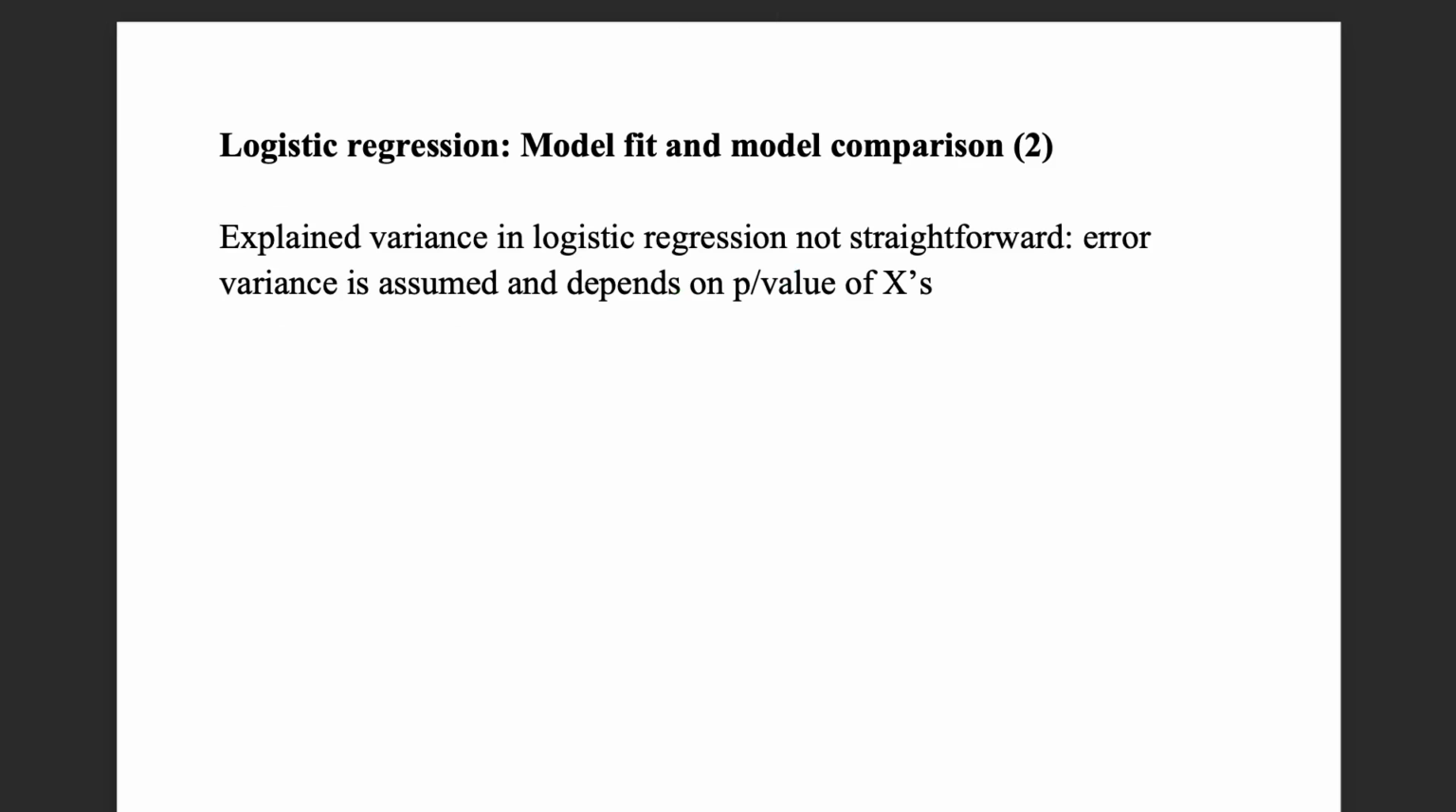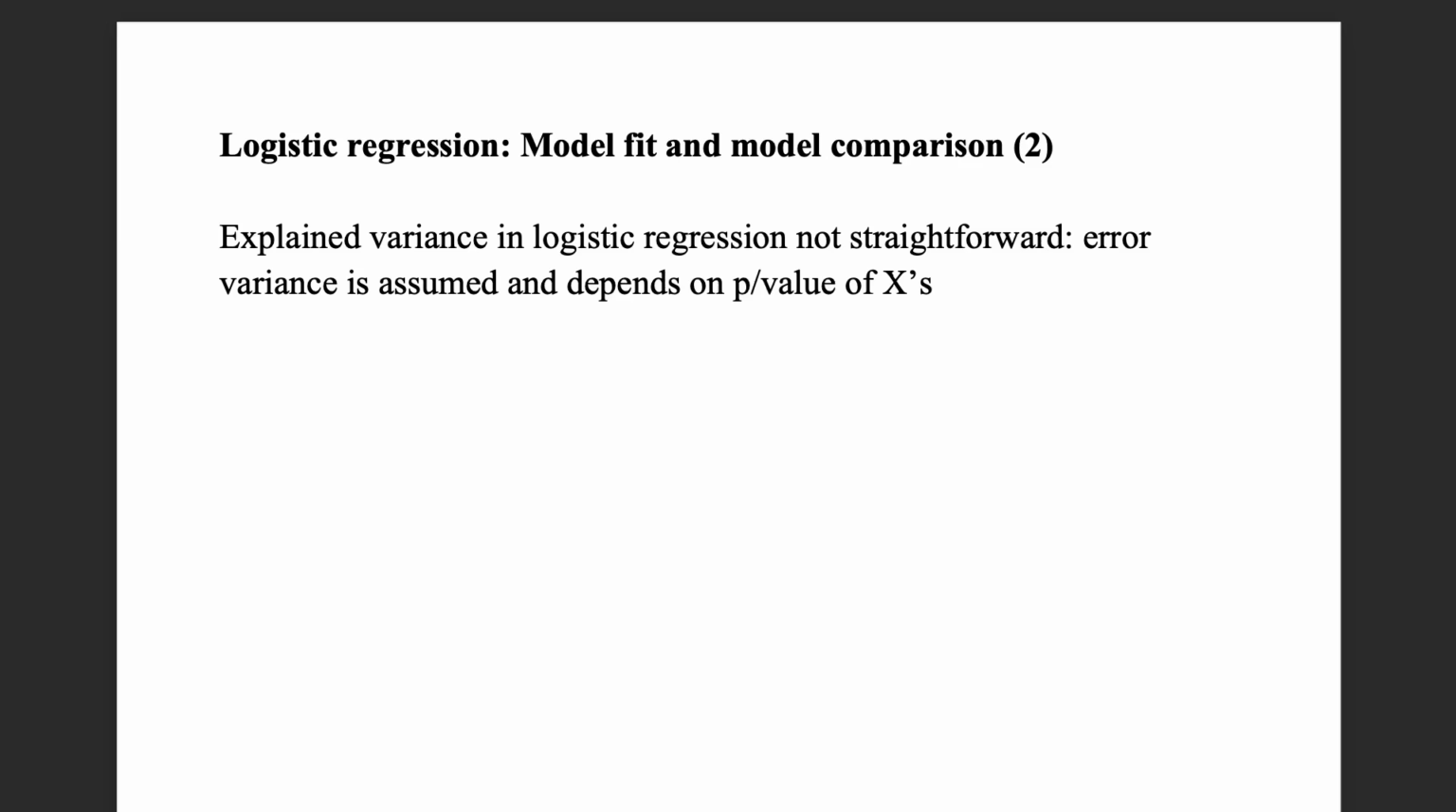Now we can also look at the analog of the R-square, because it's nice to be able to test nested models against each other, but maybe we also want to say something about how much variance we are explaining in our dependent variable in our model. The problem is that explained variance in a logistic regression model is not as straightforward as you might think. That is, again, because the error variance is an assumed variance. It's not something that we can just estimate from the data that we have. We actually have to make an assumption to even be able to estimate our model.